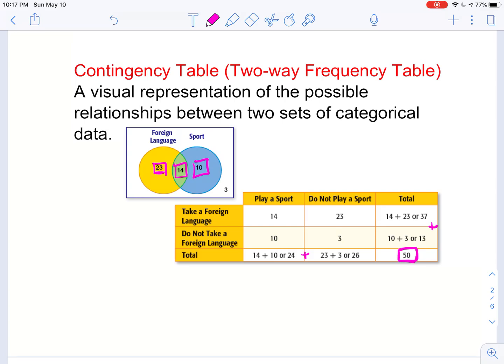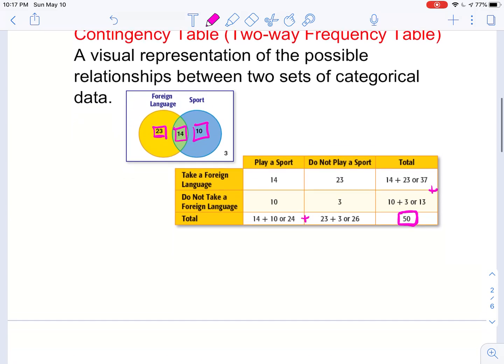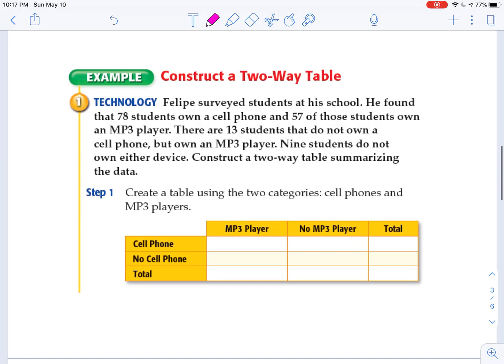Because every category in the chart leaves no student left out. There is no 3 people on the side. They're included in the table. So that represents all of the total number of students that we have. Okay, so that's how we read a contingency table. That's how we fill in all the values.